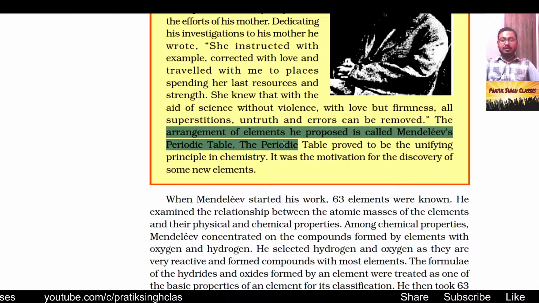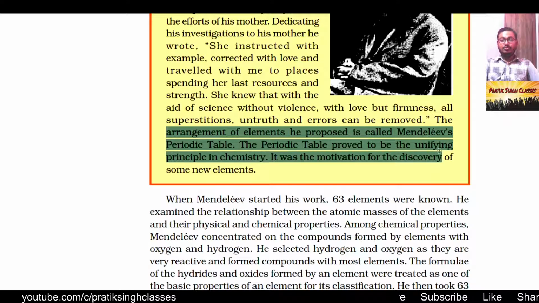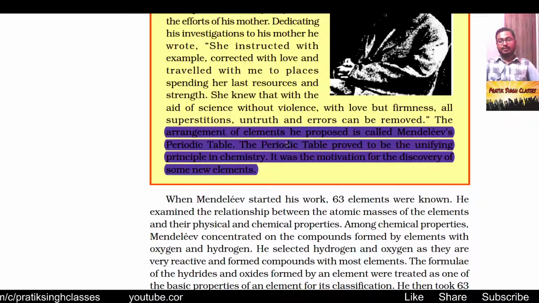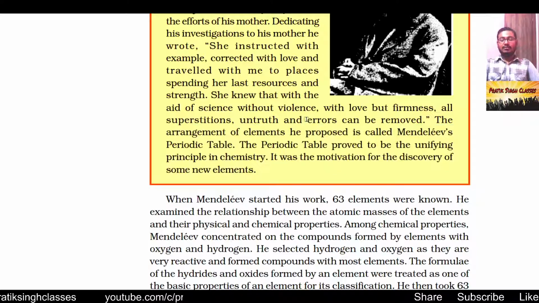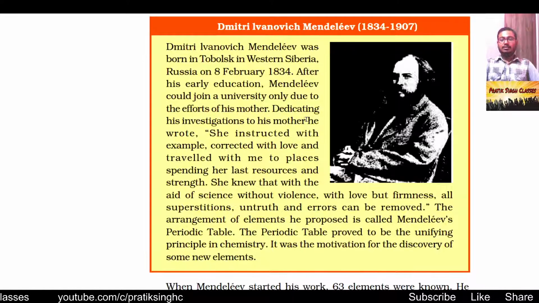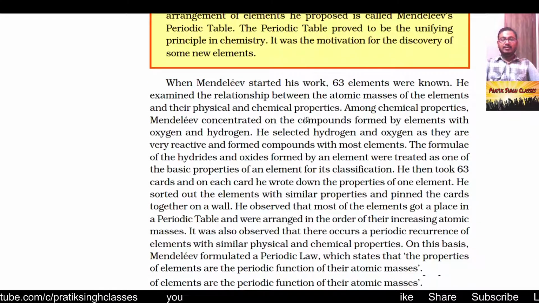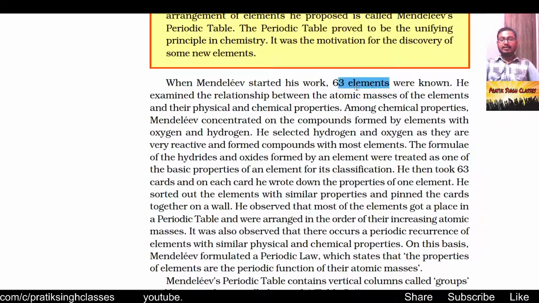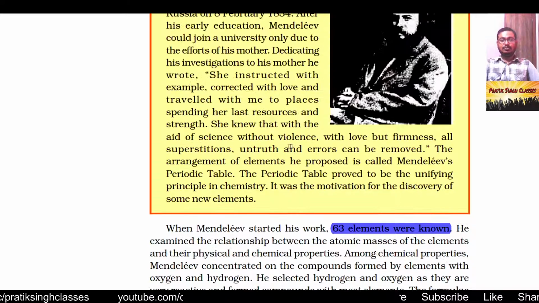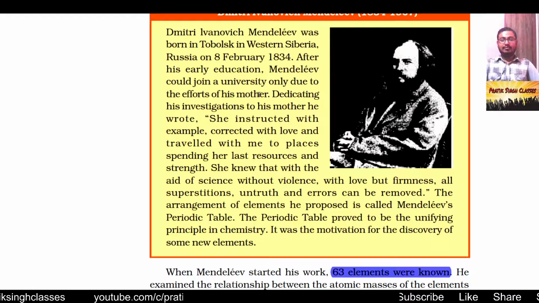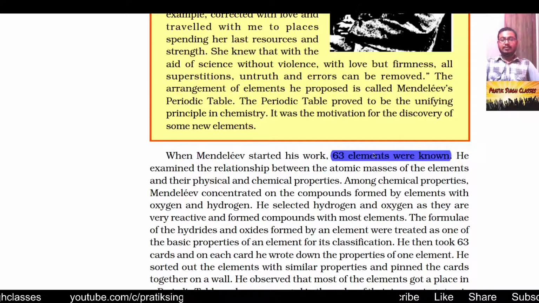The periodic table proved to be the unifying principle in chemistry, and it was the motivation for the discovery of some new elements. So Mendeleev not only did a lot, but he also left room for future physicists and chemists to work. When Mendeleev started his work, 63 elements were known, which means up to around the 1850s, 63 elements were known.